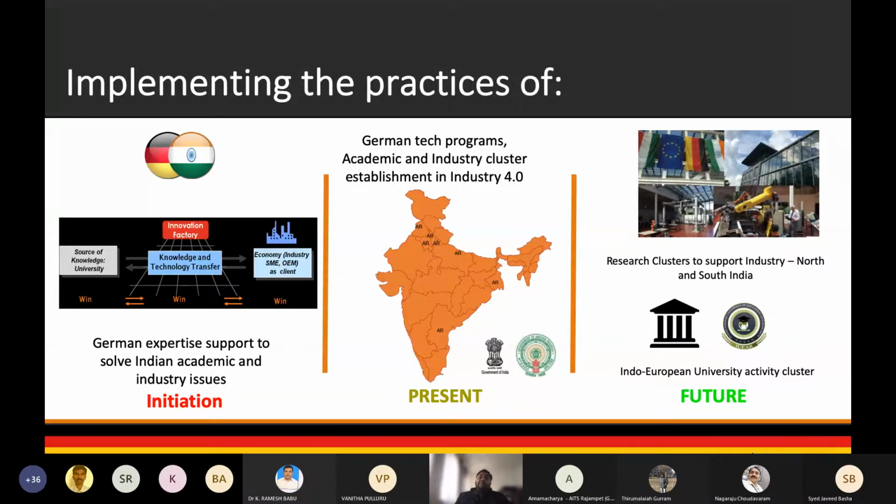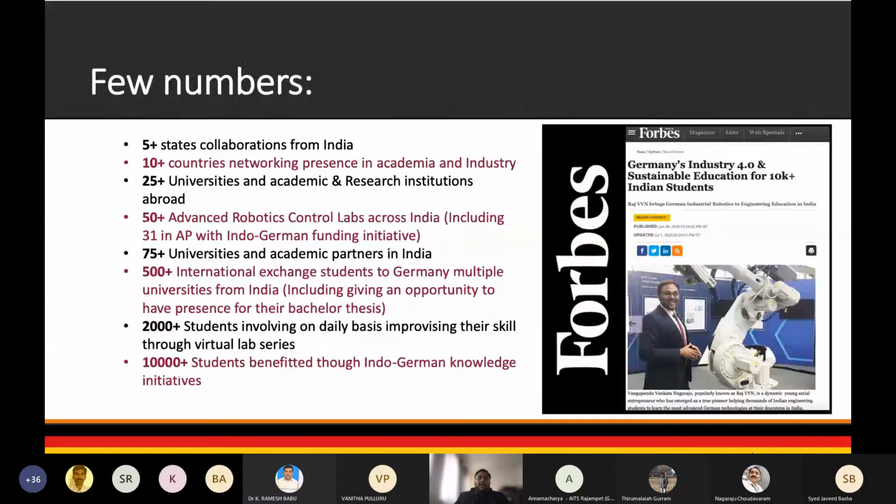And a few numbers, as Mr. Tumlay already mentioned: we did this benchmarking by having different collaborations and different presence, where we are trying to support 5+ states in India, with a presence in 10+ countries, collaboration with 25+ Indian and abroad universities, and more than 50 research locations in India. And of course, in that, 31 in AP. This is very special for us, Andhra Pradesh, when we are dealing with things.